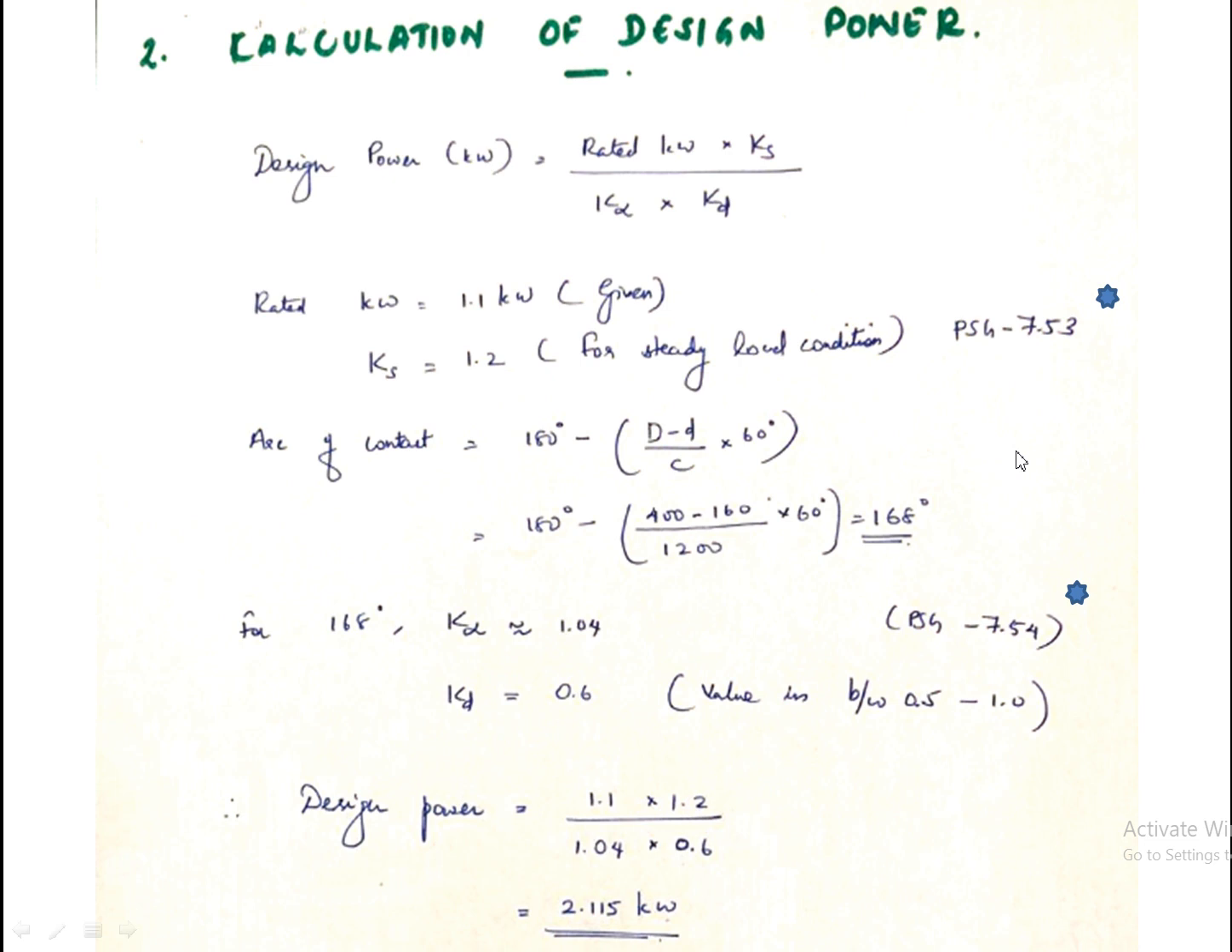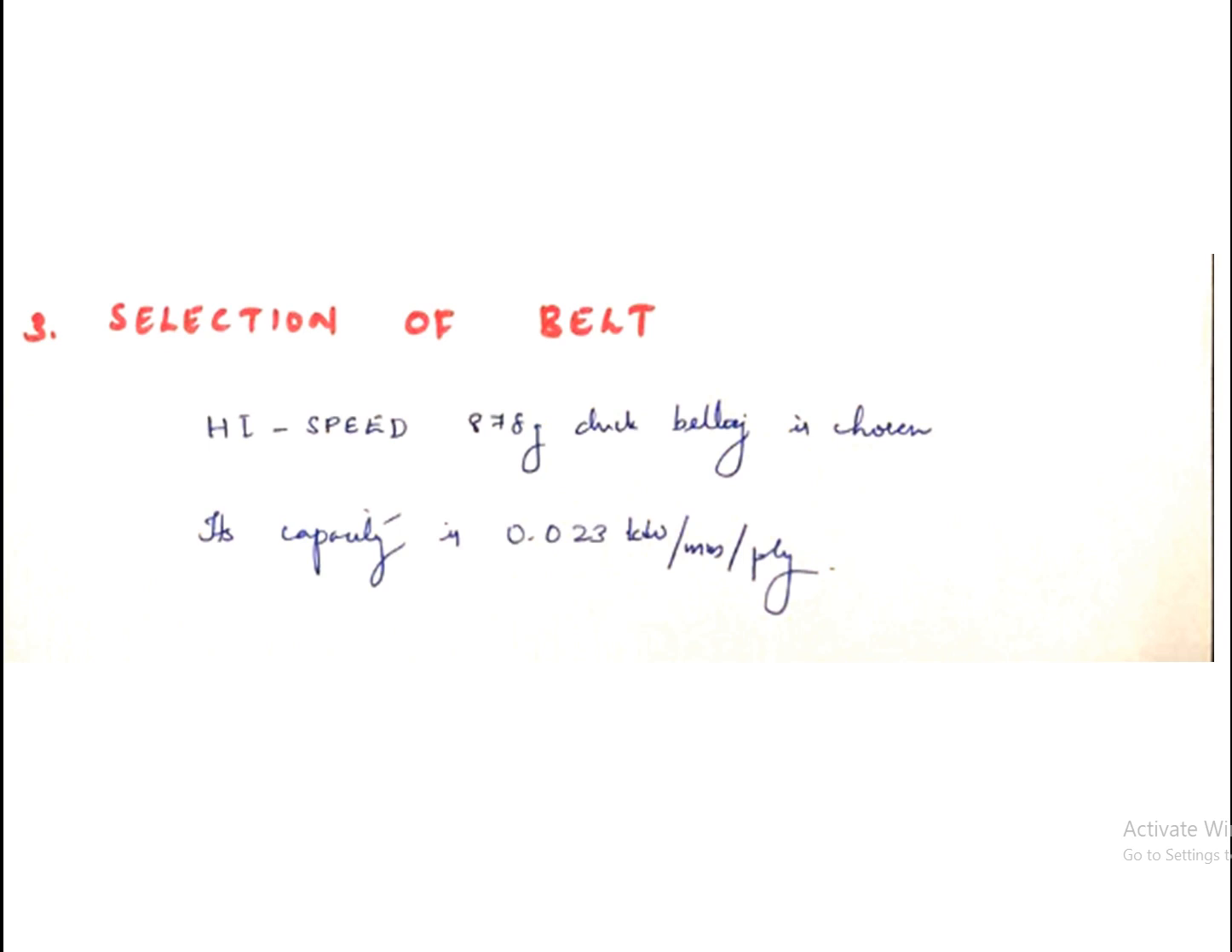So this is it. We have found the design power, which is the first step for finding the width. Now the next step is the selection of the weld. As I said, we have only two types of weld.